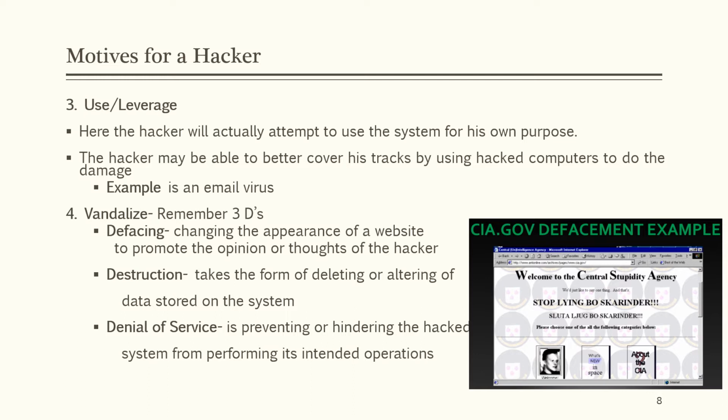Then fourth motive for a hacker is vandalize. Remember 3Ds, defacing, destruction, and denial of service. Defacing is changing the appearance of a website to promote the opinion or thoughts of the hacker. In the picture, you can see the example of defacing. CIA government website has been hacked and the text appearing on the website has been changed. Destruction takes the form of deleting or altering of data stored on the system. Denial of service is preventing or hindering the hacked system from performing its intended operations.